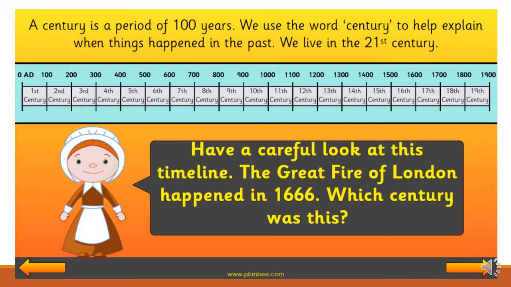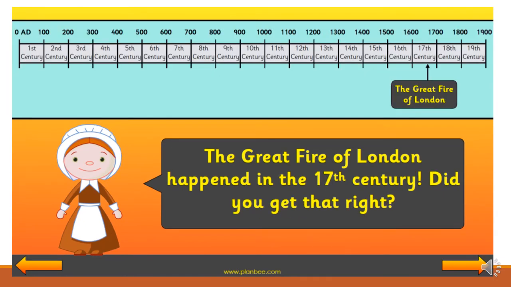So have a careful look at this timeline. The Great Fire of London happened in 1666. So which century did it happen in? Now a century is a period of 100 years. And we use this word century to help explain when things happened in the past. So we live in the 21st century. So if the Great Fire of London happened in 1666, which century would this be? So well done, did you get it right? It happened in the 17th century.